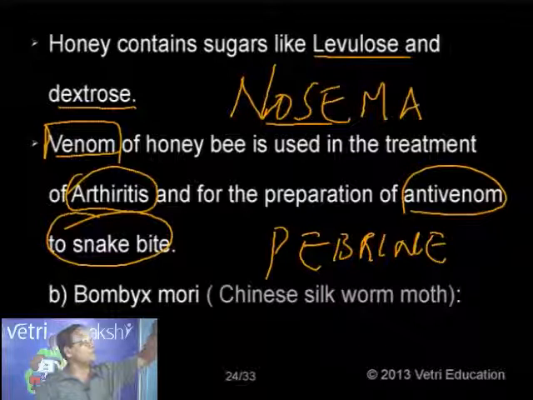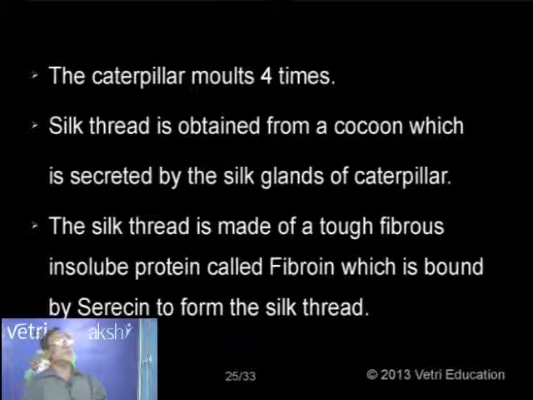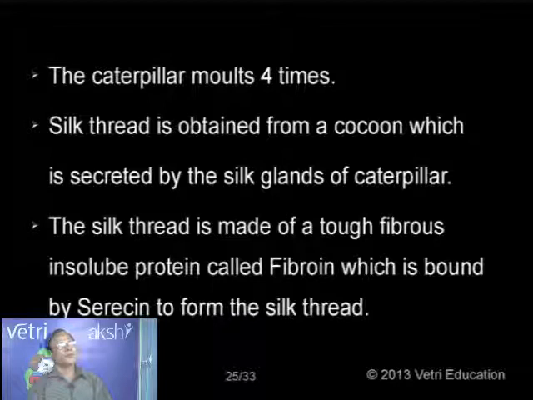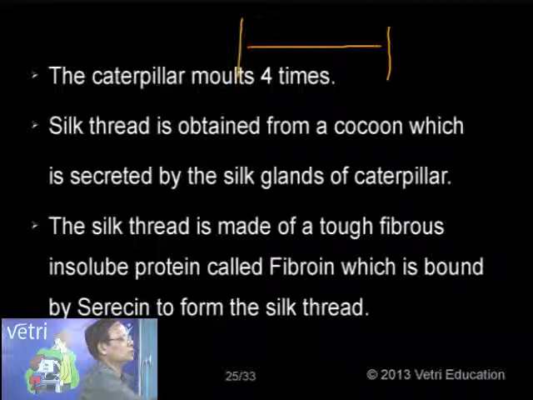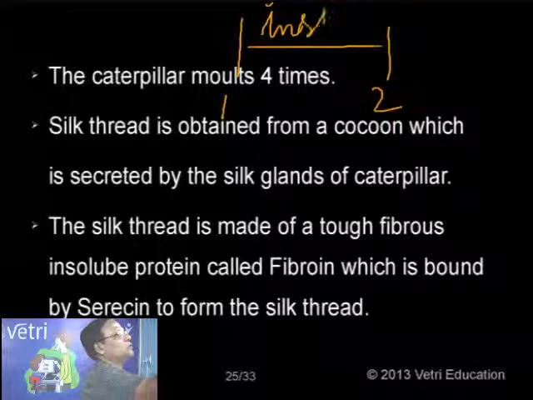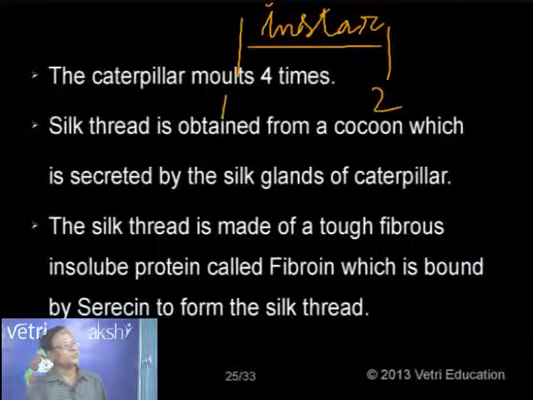Now let's see some more about the silk moth. In the case of silk moth, the number of molts is equal to 4. Between two successive molts, there is an interval period. The interval period between two successive molts is called an instar. This is one molt, the second molt. Instar is the name given to the interval period between two successive molts.